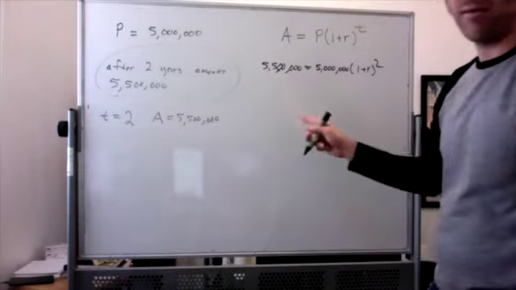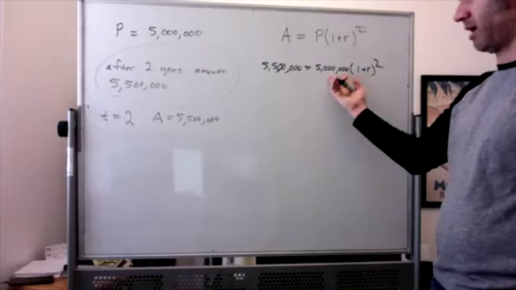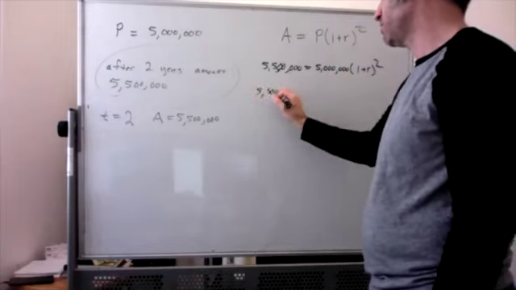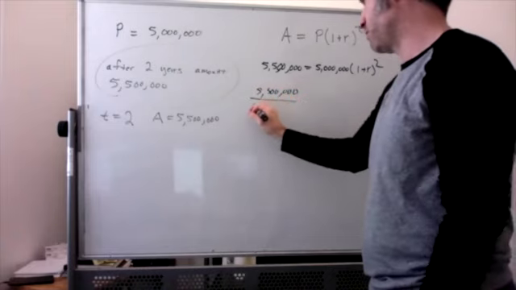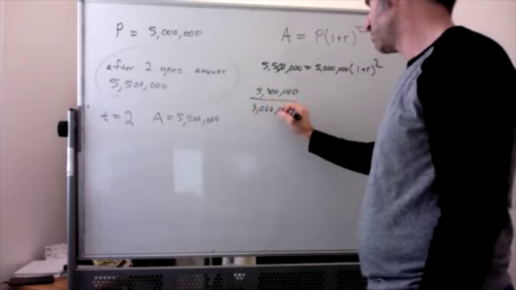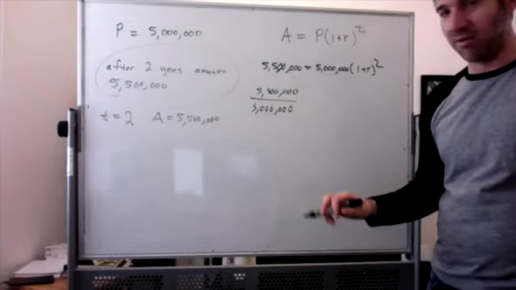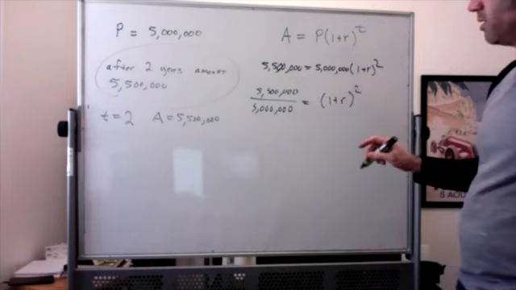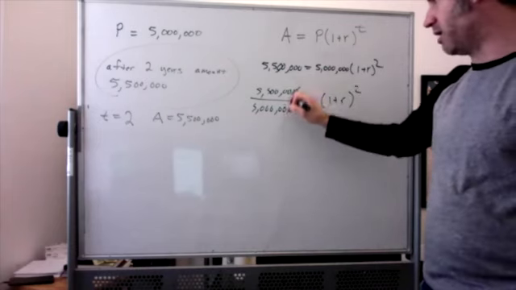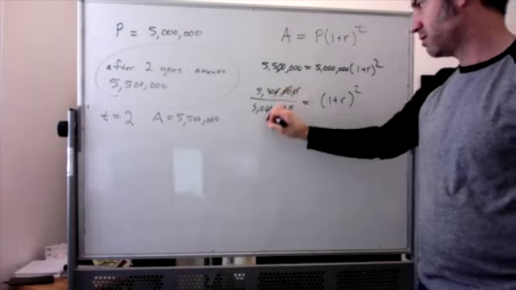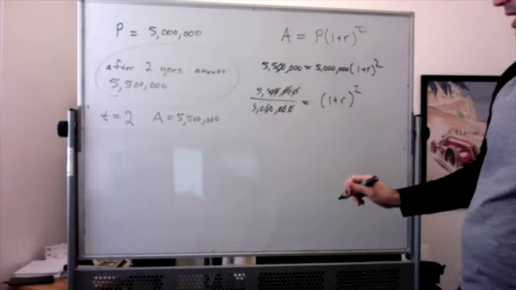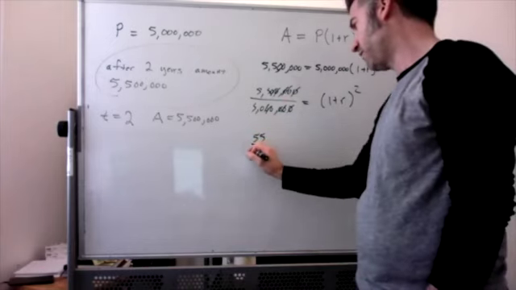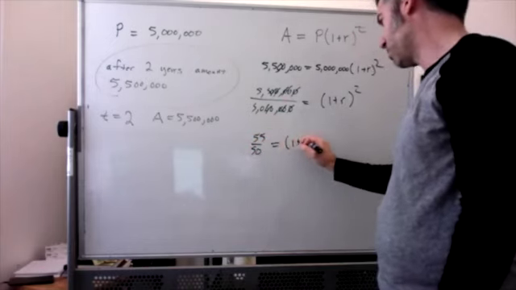Whenever you're solving anything like this, you're almost always dividing by this coefficient down here. So I'm going to have 5,500,000 divided by 5 million. We should definitely be able to make that a little bit nicer, but it's equal to 1 plus R squared. I can definitely divide by a bunch of these 10s, and I can reduce that to 55 over 50 real easily. This is 55 over 50 equals 1 plus R squared.